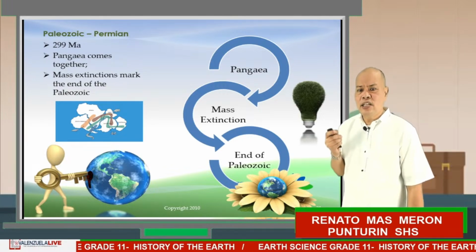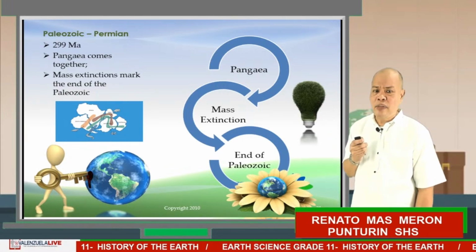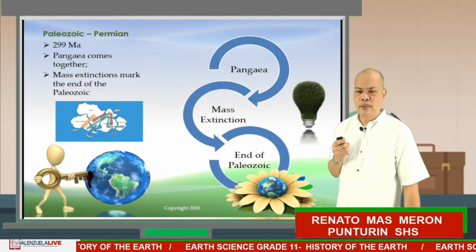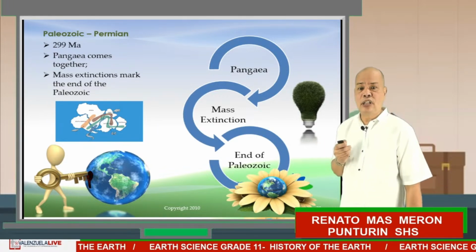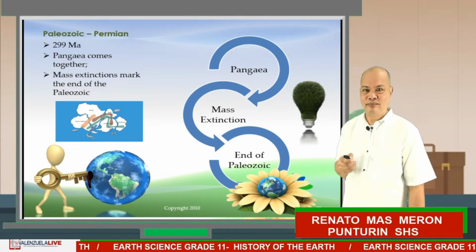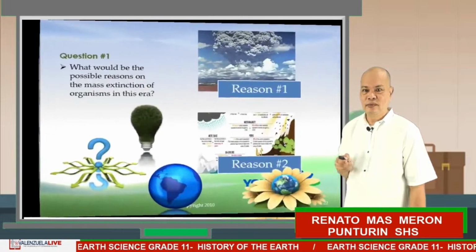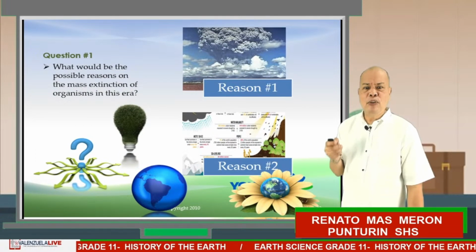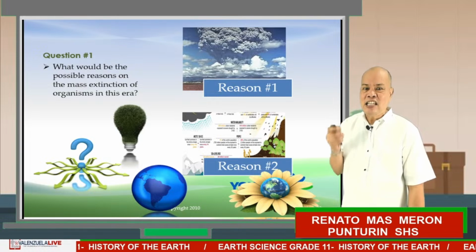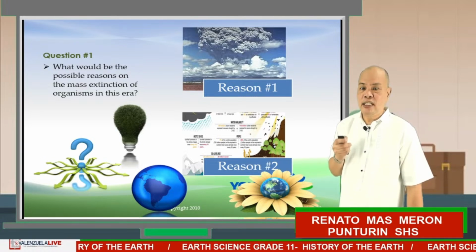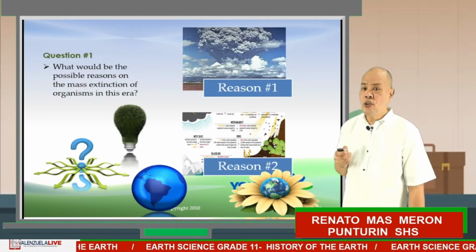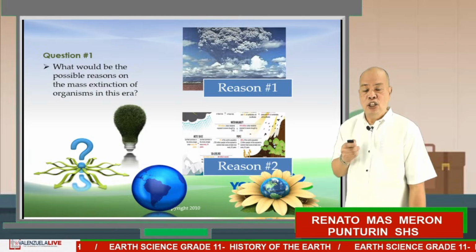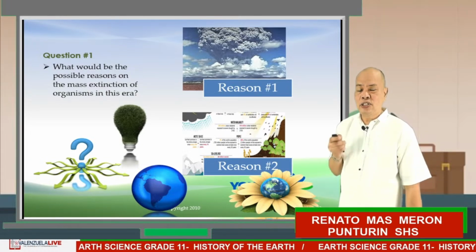What do you think the reason why many living organisms disappeared during this time? Let us answer the question that you can see on your screen. For question number 1, what would be the possible reasons for the mass extinction of organisms in this era? You may post your answer on the comment box. You have 10 seconds to answer this question.